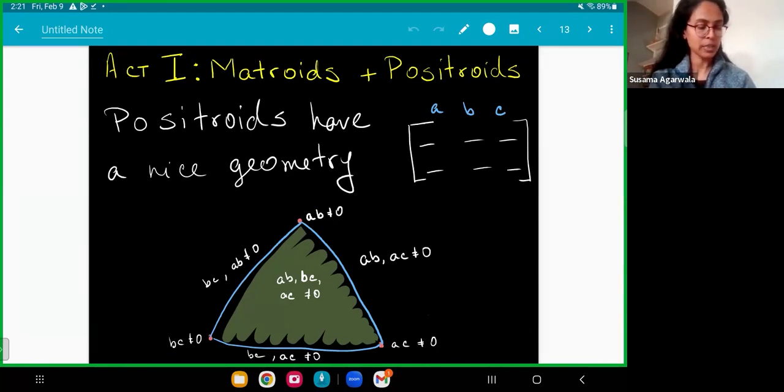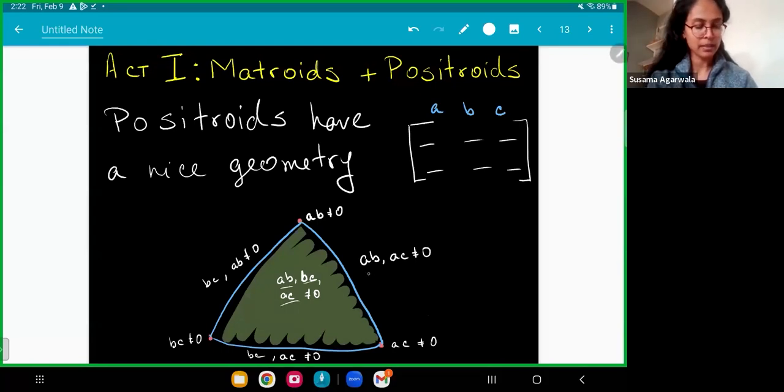What happens here is that they form something that's called a CW complex. If you don't know what a CW complex is, don't worry about it. But what you end up with is a shape. So if all 3 of my minors are positive, then that gives you this triangle. It gives you a 2-dimensional shape. And it turns out that there are 3 boundaries to this 2-dimensional shape. And that's why I'm drawing it as a triangle.